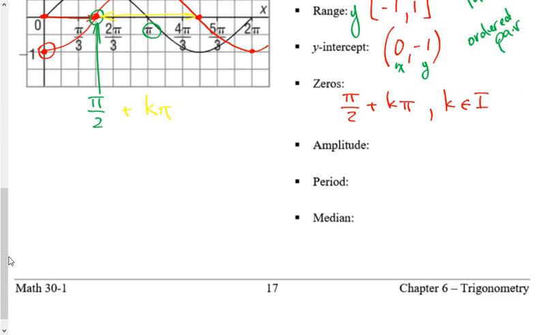All right, amplitude, still 1. There is no vertical stretch. Our a value is 1. Period is 2 pi, because our b value is 1. No horizontal stretch. And the median, still y equals 0, because there was no translation up or down.